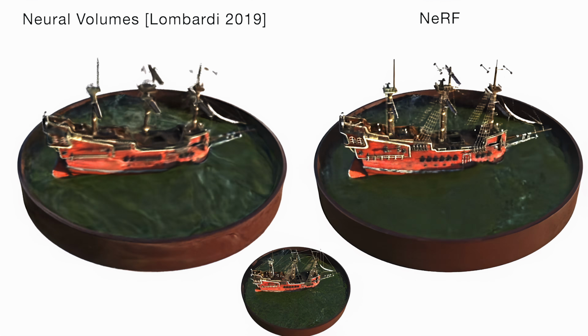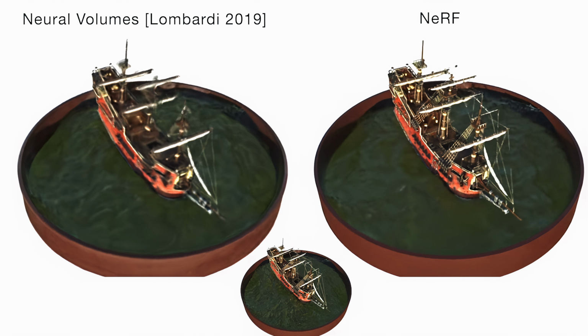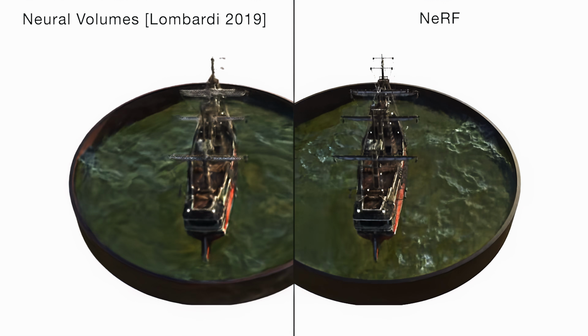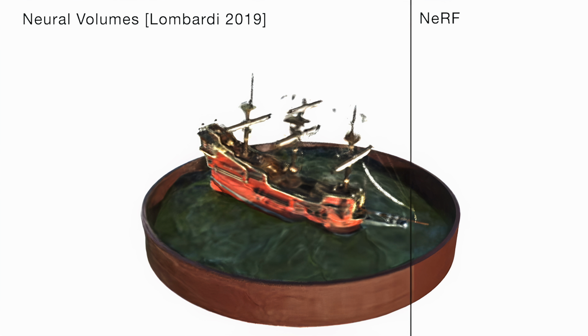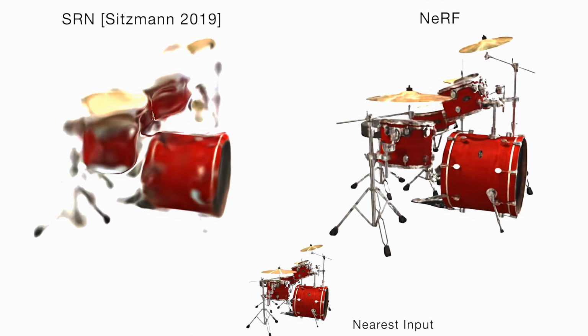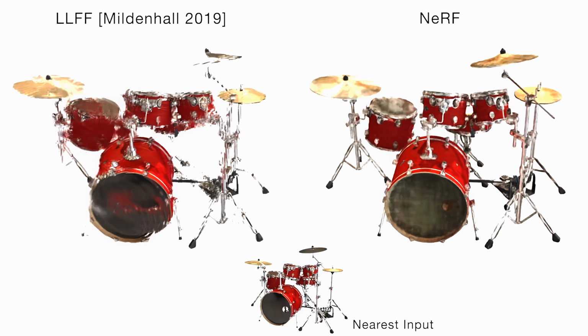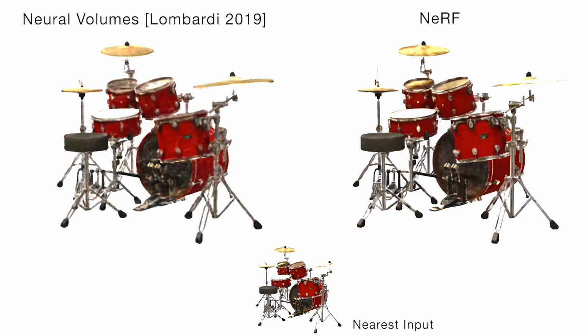Neural volumes encode a scene as a 128 cubed voxel grid and use a warp field to better allocate these limited samples. However, they are still unable to represent high-resolution content, such as the fine details in the ship's texture and rigging. We see the same trend in all of our synthetic test scenes. Our method both qualitatively and quantitatively outperforms the other methods.